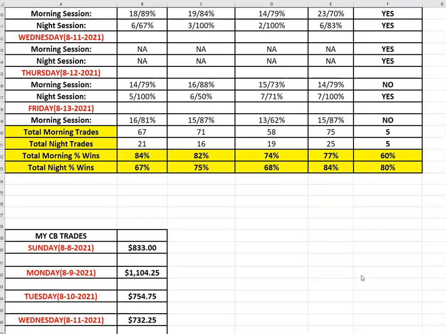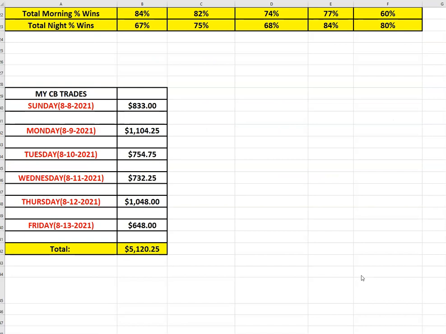So, that being said, CB had a decent week for me. I didn't honestly do a whole lot of trading. I wasn't too aggressive this week, but still had a very good week with CB. I am anticipating that as we start moving into the end of August and September, I usually see a pretty good spike in trading activity, and I see a lot of volatility and a lot of really good opportunities.